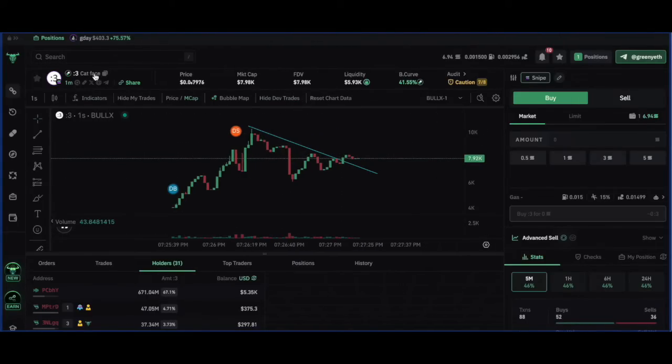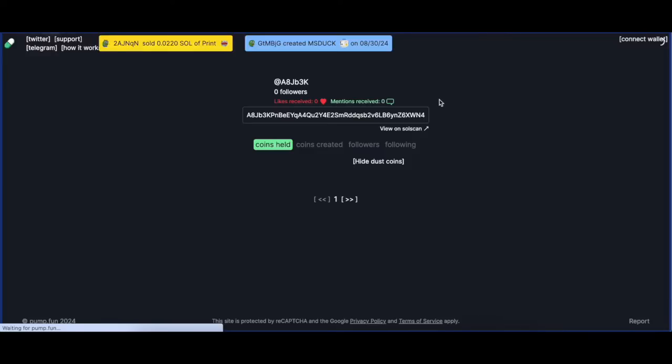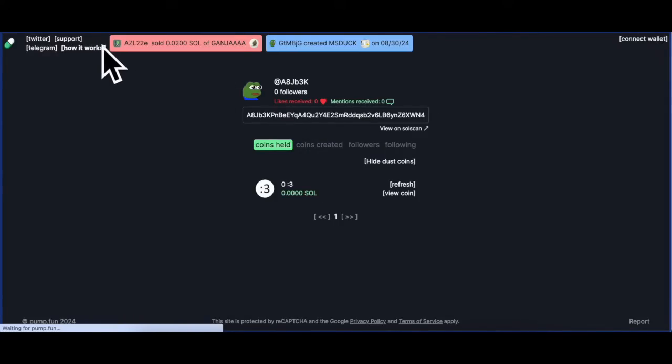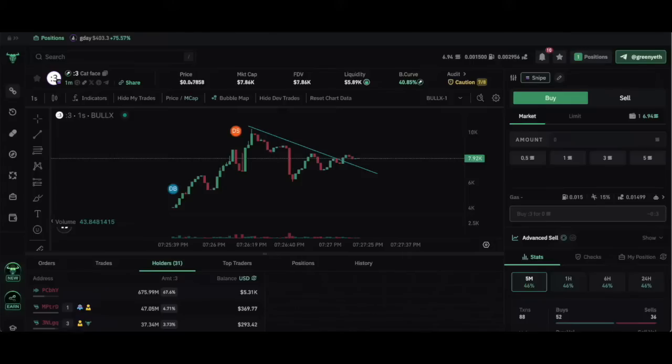You then come over here and you click the pump fun link, and that opens you here. And this is a little quick way that I like to check whether the dev has done any rugs before. You click up the top of the pump fun token, you go to coins created, and this particular wallet has never created a token before. Okay, so that's good news.